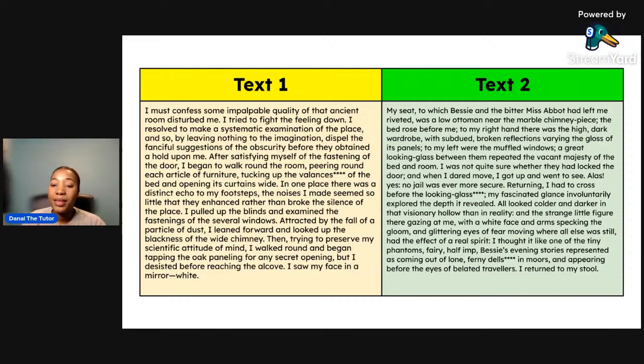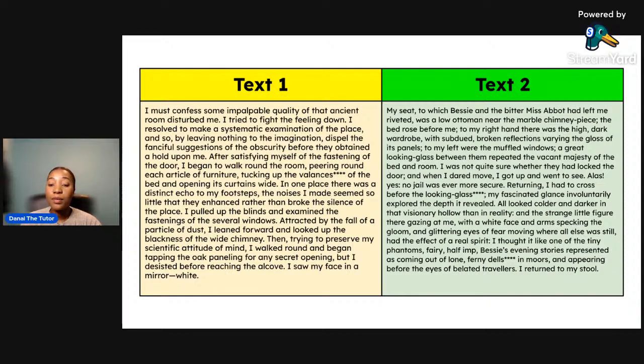My seat, to which Bessie and the bitter Miss Abbott had left me riveted, was a low ottoman near the marble chimney-piece. The bed rose before me. To my right hand there was the high, dark wardrobe with subdued, broken reflections, varying the gloss of its panels. To my left were the muffled windows. A great looking-glass between them repeated the vacant majesty of the bed and room. I was not quite sure whether they had locked the door, and when I dared move, I got up and went to see. Alas, yes, no jail was ever more secure.